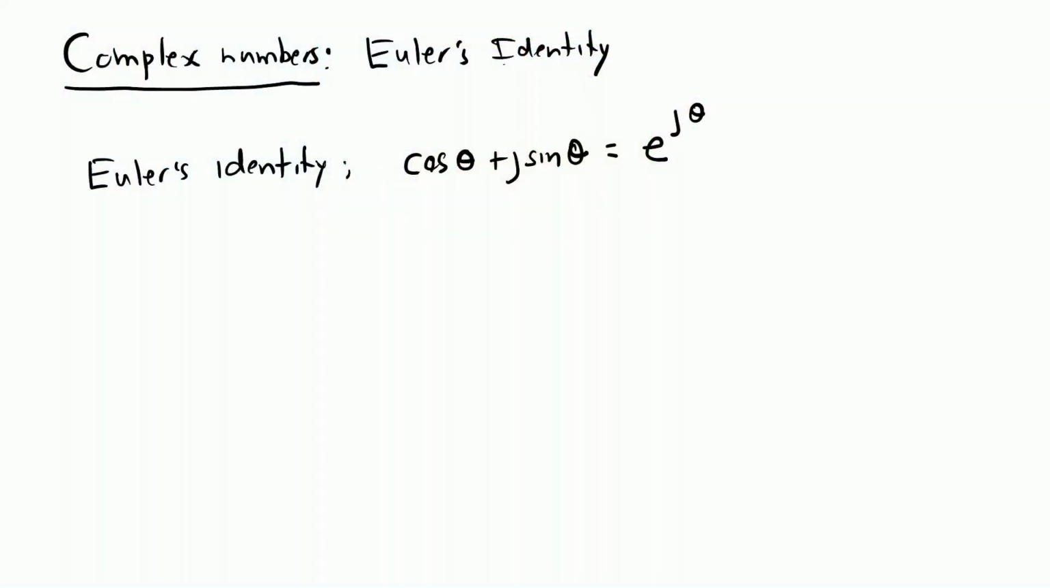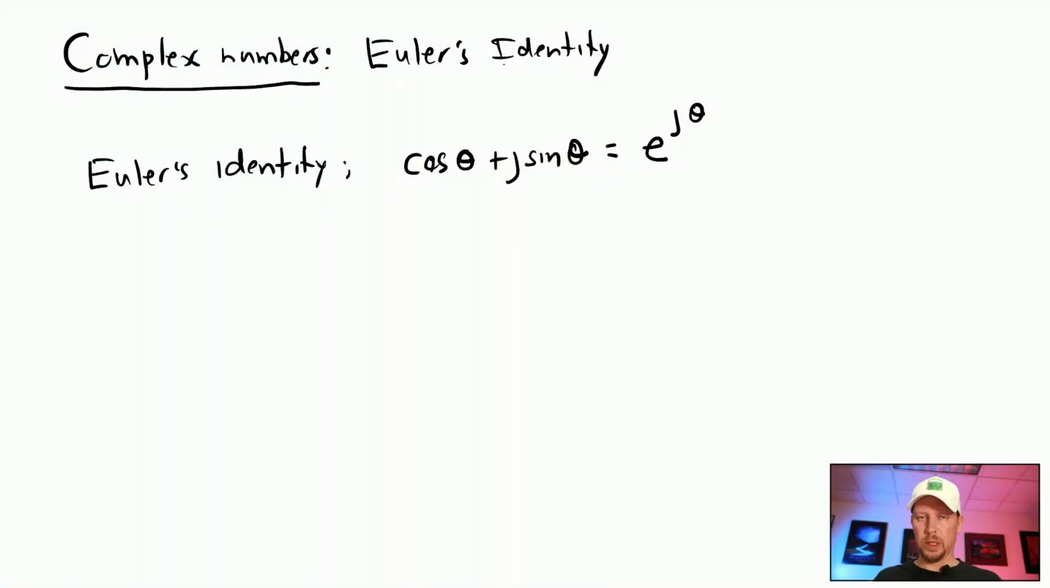Now, this identity, essentially what it allows us to do is turn trigonometric functions, which are in general difficult to deal with, into these exponential functions that have very, very useful and nice properties.